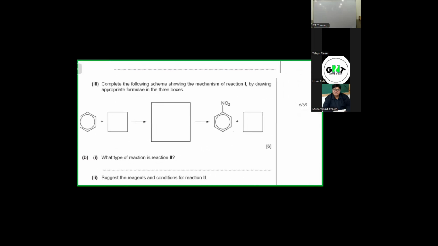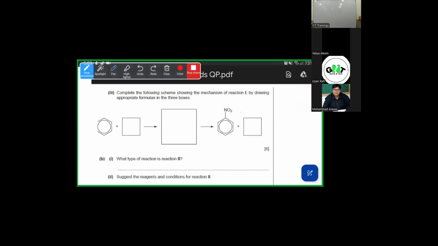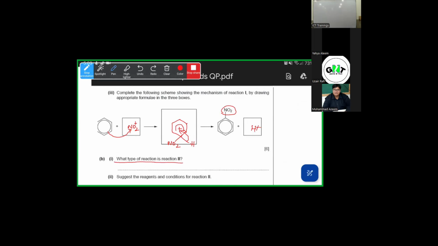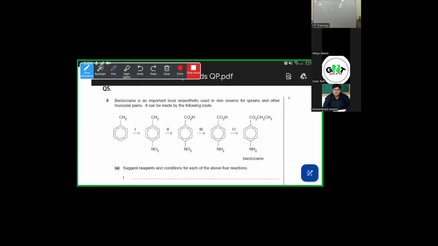Now, if you look up there, you have to complete this one. The NO2 is attached, so you should draw the NO2 positive up there, make a curly arrow towards it, and then draw it towards the 5 carbon, NO2 attached up here, hydrogen up here, and then send it back and you get H positive up here. What type of reaction is reaction 2? So we discussed all about these things. Okay, guys, can anyone tell me, if I want to change this one into this one, what reagent should I use and what type of reaction is this? Come on.